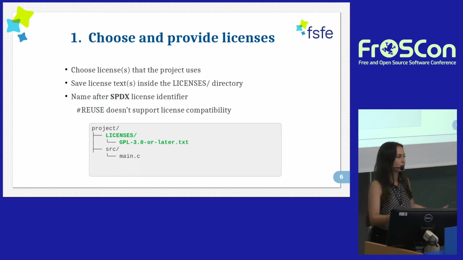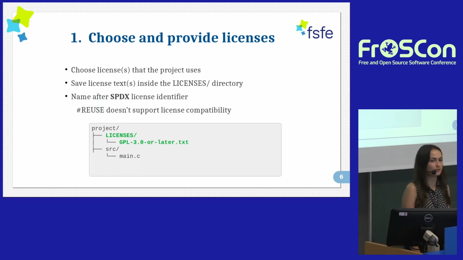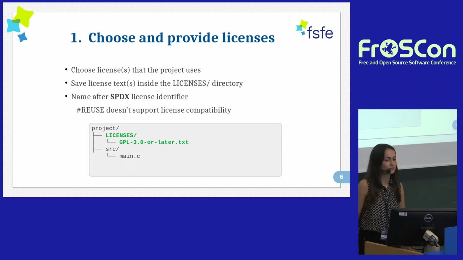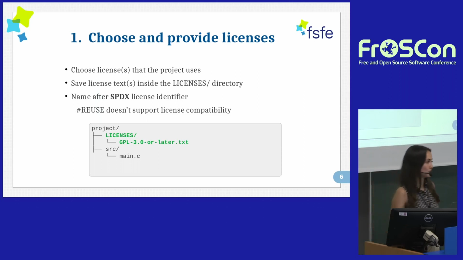So let's say you select the GPL3 only. You're going to save the license text of this file in a directory that we're going to create that is going to be called licenses. So all the licenses that you are using in your repository, either for the whole project, for the pictures, for the documentation, are going to be stored in this directory. So people who go and check your project are going to know what kind of licenses you're using.